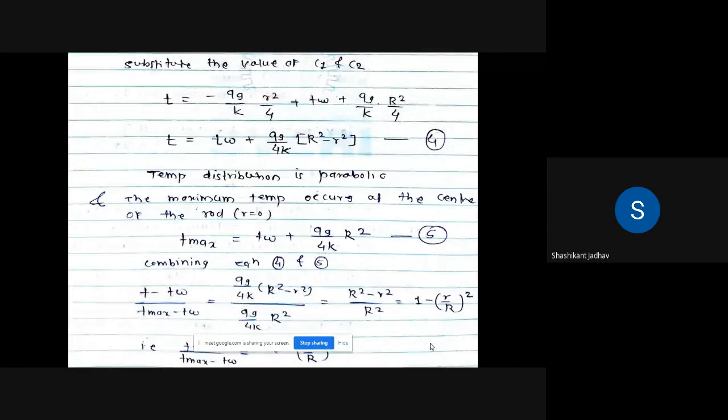For the Tmax, this is the equation number 5. Tmax is equal to TW plus QG by 4K into R square. So TW is given, then QG is not given, K is given, R is given. So for finding out the value of Tmax, there is a need to calculate the value of QG.